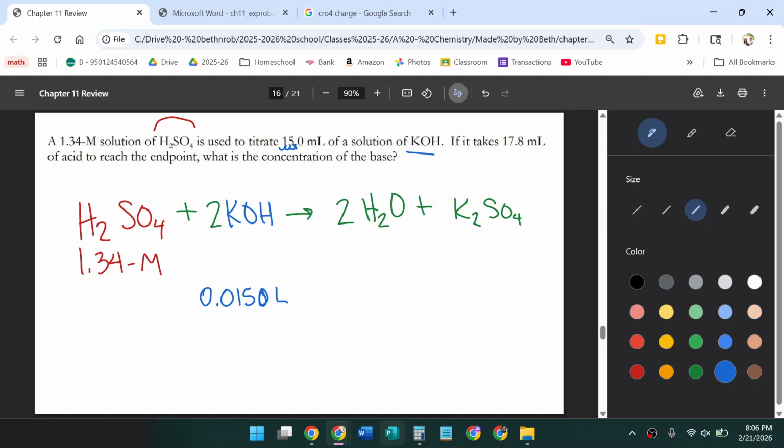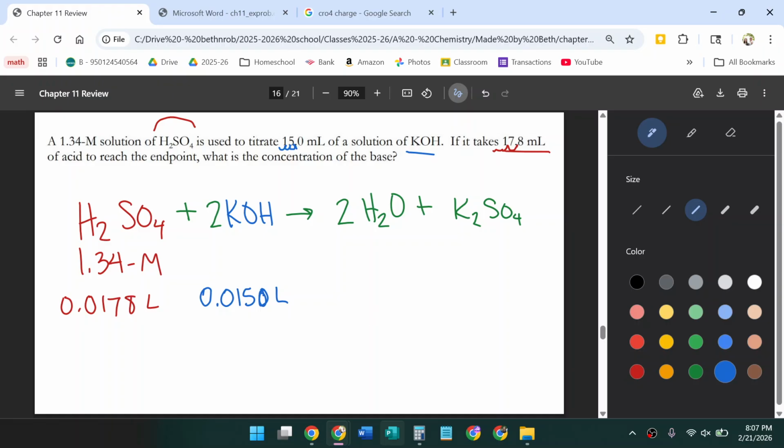And then it tells us it takes 17.8 milliliters of acid. All right, so I guess you really don't have to know which one's the acid because the other one already was given in milliliters, so you can kind of know. But we can go ahead and change this to liters. 1, 2, 3. So I have a 0, 1, 7, and the 8's still there. And that's how far it is to reach the endpoint.